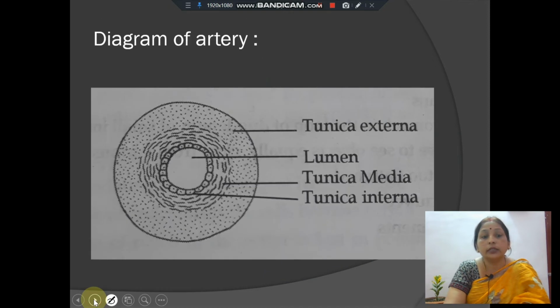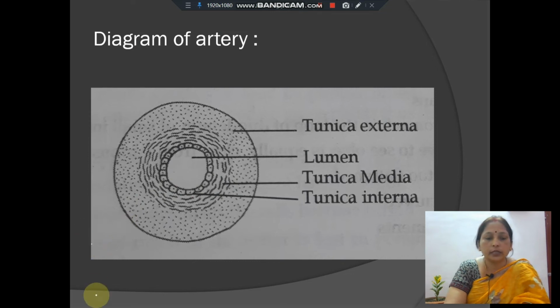Now moving to the next, that is the diagram of heart. Here of artery, diagram of artery, you can see the differences also. Lumen is narrow, the 3 layers. Outer is the tunica externa, middle is the tunica media, and innermost layer is the tunica interna. The empty space is the lumen. So this is the diagram.